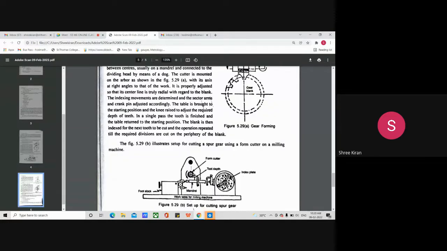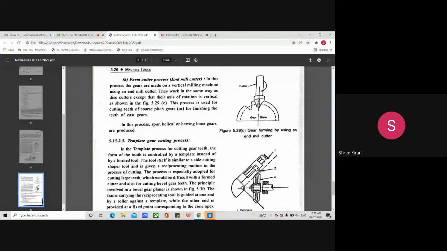Then the last one we have is the template and end mill cutter process. In this process, the gears are always made in a vertical milling machine using an end mill cutter.